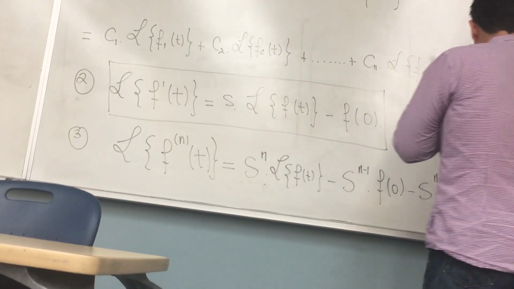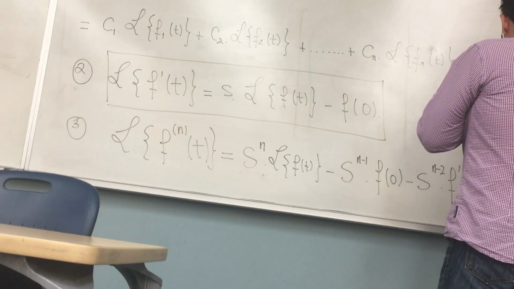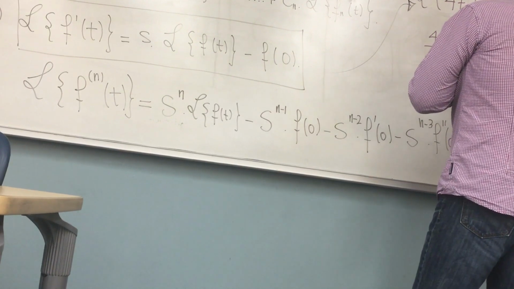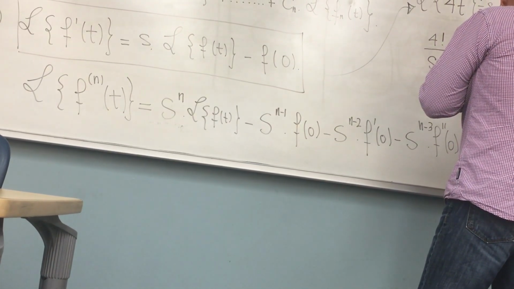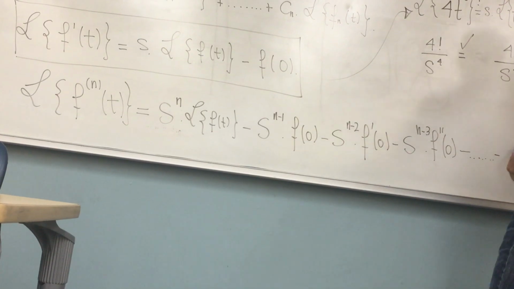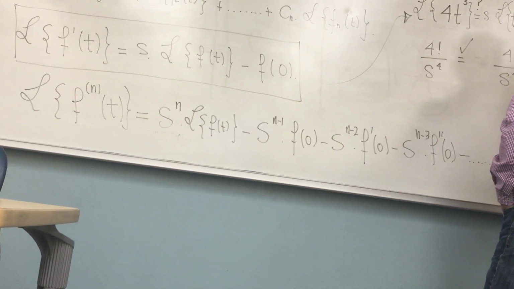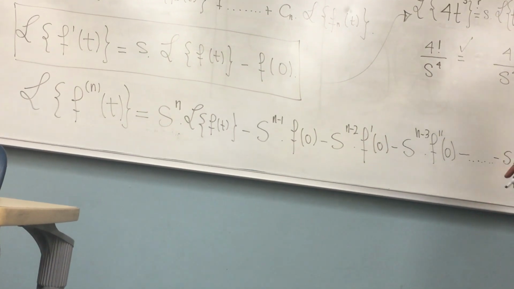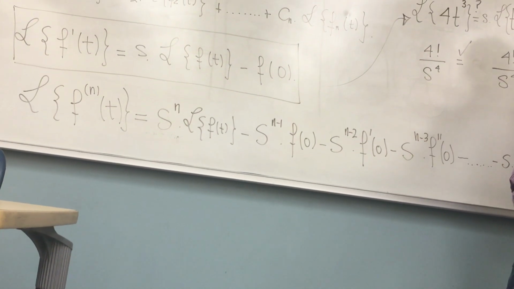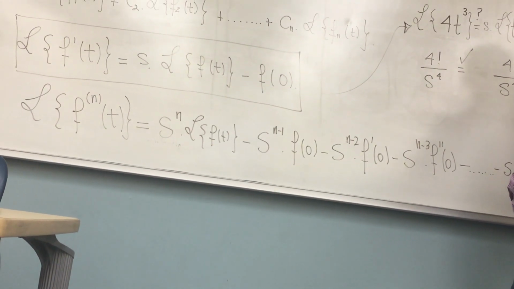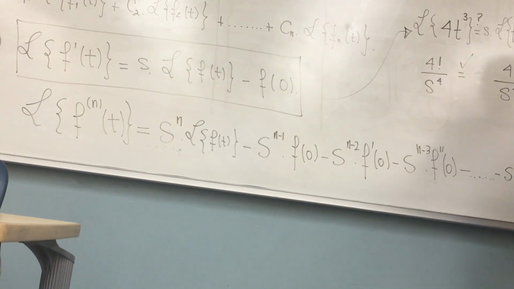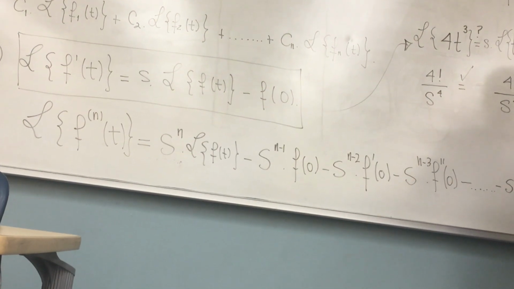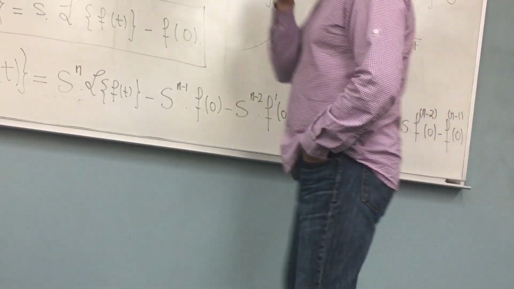Let me do one more. Minus s to the n minus 3, minus, etc., dot, dot, dot, minus s times the (n minus 2) derivative at 0 and minus the (n minus 1) derivative at 0. That's it.